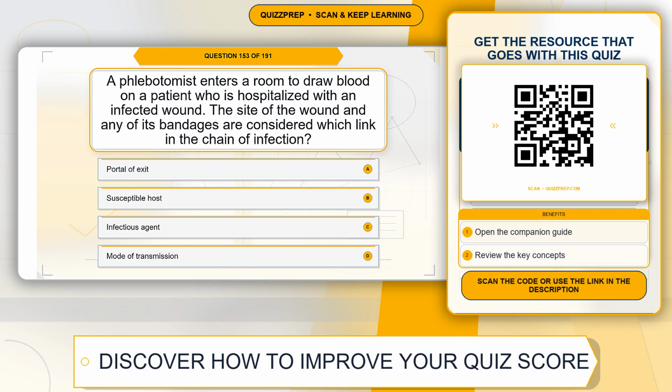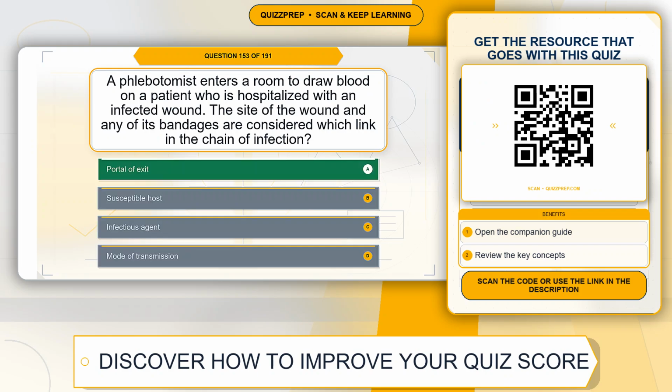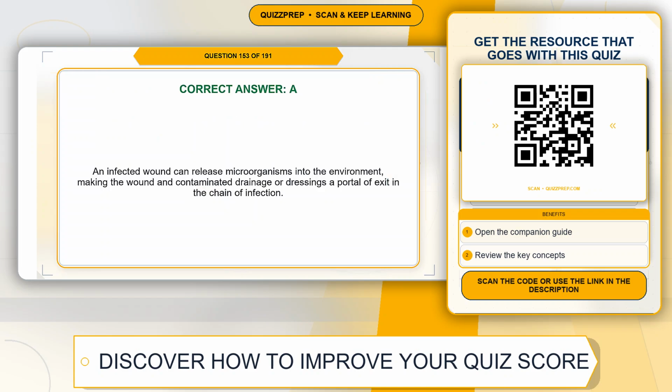Question 153. A phlebotomist enters a room to draw blood on a patient who is hospitalized with an infected wound. The site of the wound and any of its bandages are considered which link in the chain of infection? Option A, portal of exit. Option B, susceptible host. Option C, infectious agent. Option D, mode of transmission. The correct answer is option A, portal of exit. Explanation. An infected wound can release microorganisms into the environment, making the wound and contaminated drainage or dressings a portal of exit in the chain of infection.